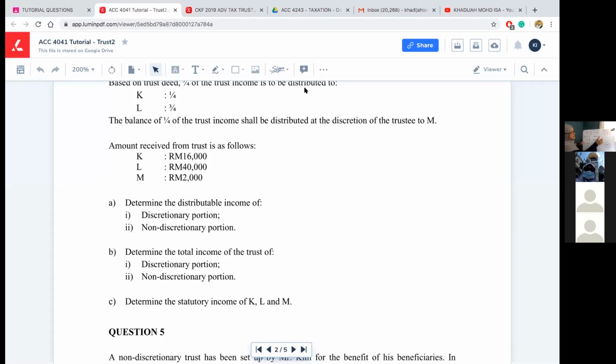You don't use the 15,000, you compare this, because here it is the amount received from the trust. So the formula is indeed to compare total income with amount received. Okay, distributable income may be 15,000 here, but he didn't receive 15,000, he received 2,000 only. It means the trustee kept the balance, you know. He didn't distribute everything to M.